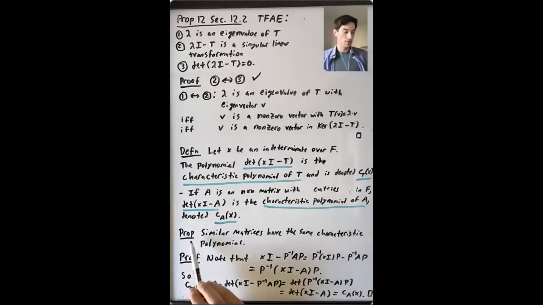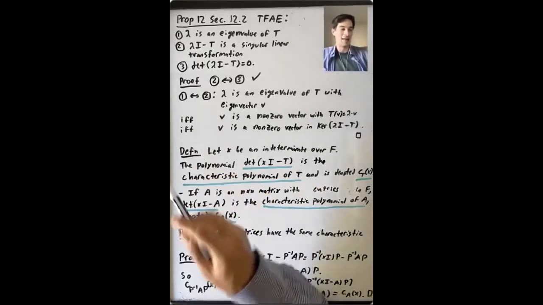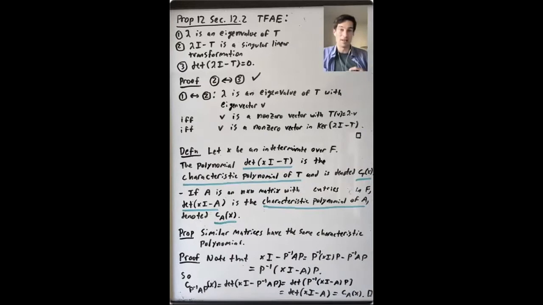Okay, so I want to prove for you that similar matrices have the same characteristic polynomial. This is not stated and proven this way in Dummit and Foote. It's very similar to what we just showed, that the determinant of a linear transformation doesn't depend on the choice of a matrix representing that linear transformation. But this is a really classical linear algebra argument, so I want to show it to you for sure.